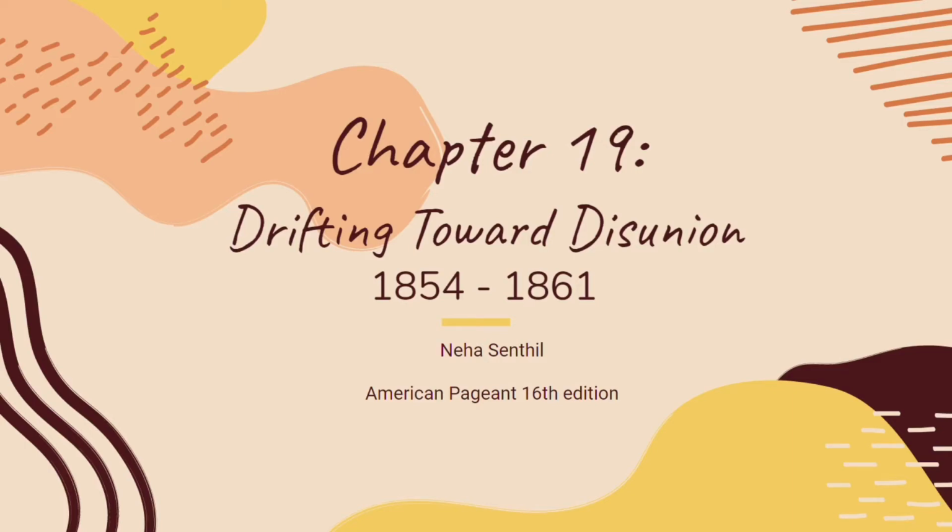Today we're going to be going over Chapter 19 of the American Pageant titled Drifting Towards Disunion from 1854 to 1861. As always, we're going to be using the 16th edition of the American Pageant. If you have an earlier or a later edition or a completely different textbook, don't worry about it, the content's going to be the same.